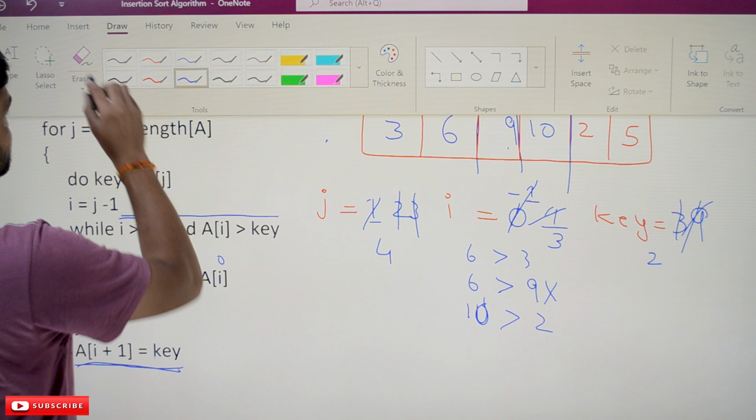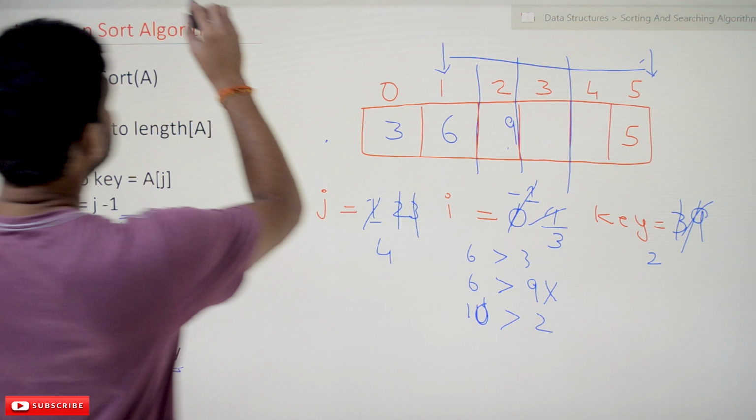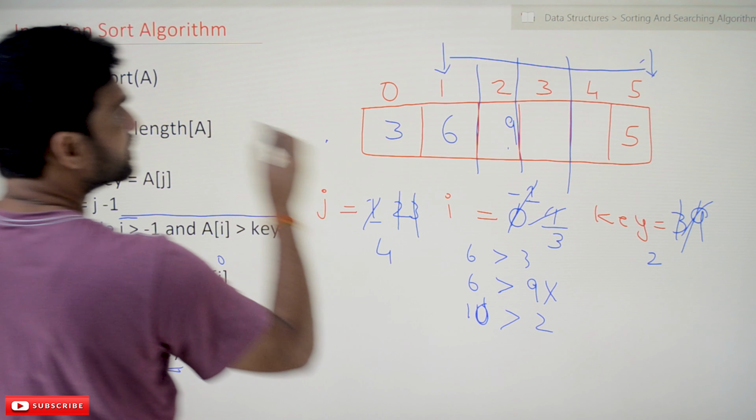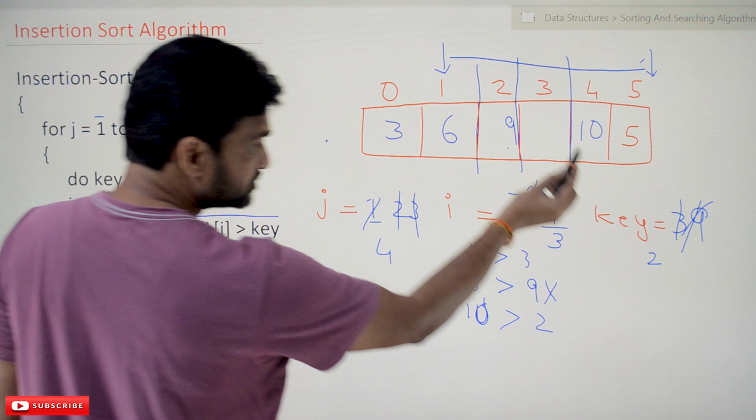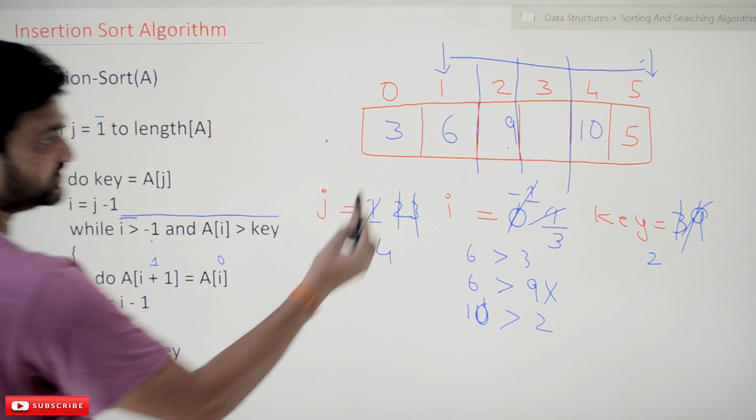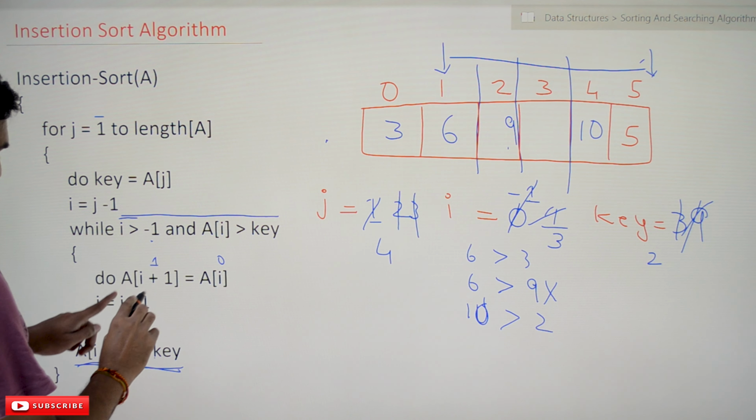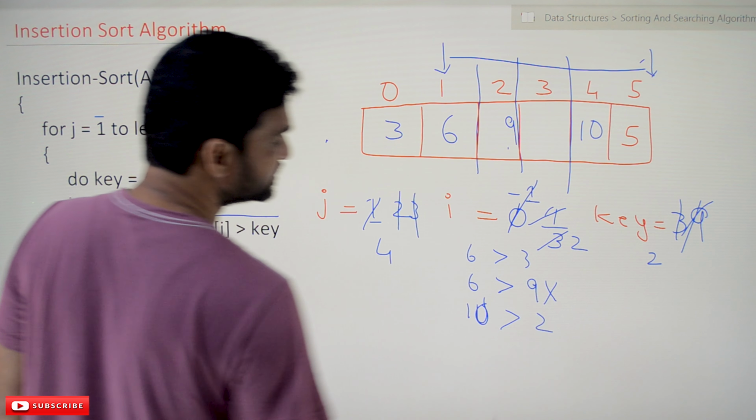So I'm just erasing this and this. Here we have to make it 10. We have stored this key value already, and this will get shifted to its position. Next, i is equal to i minus 1. So what is the new value? The new value of i is 2.